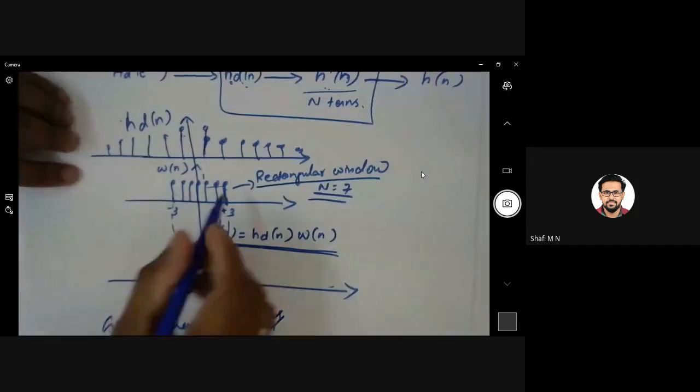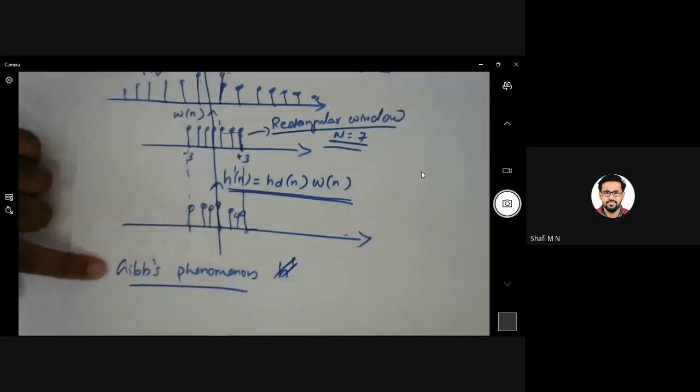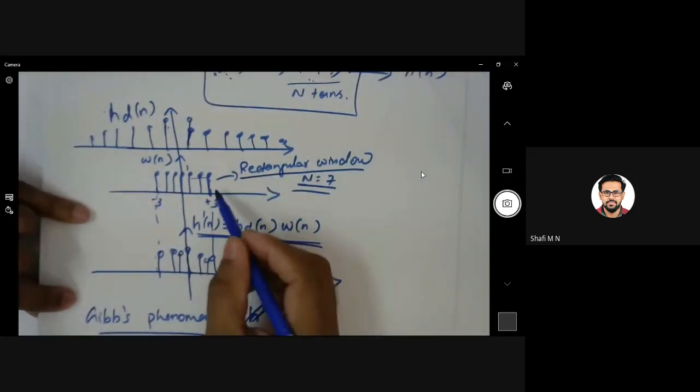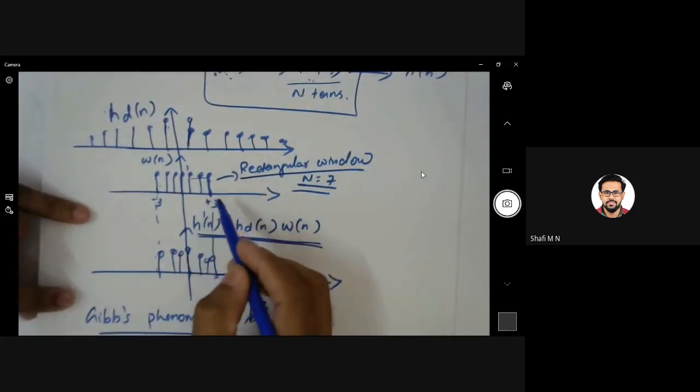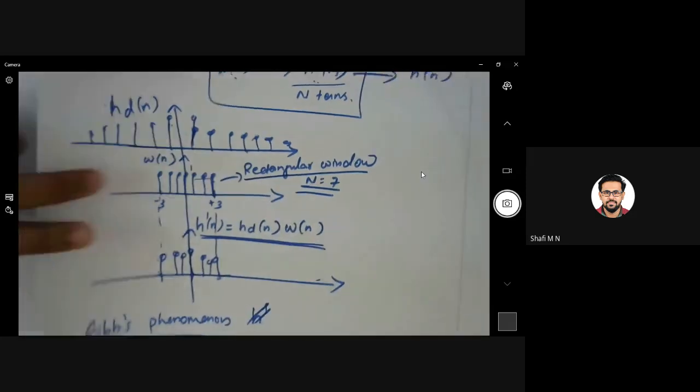See, the rectangular window has a problem. The problem with this particular window is called Gibbs phenomenon. There is a particular phenomenon called Gibbs phenomenon. With the process we are doing, the truncation is referred to as abrupt truncation. This kind of truncation is referred to as abrupt truncation.